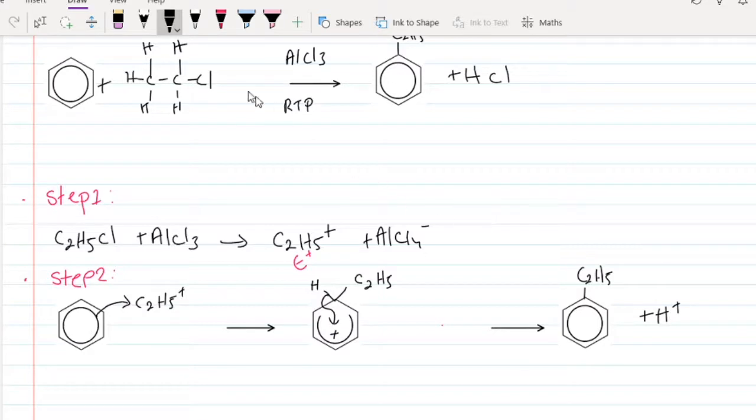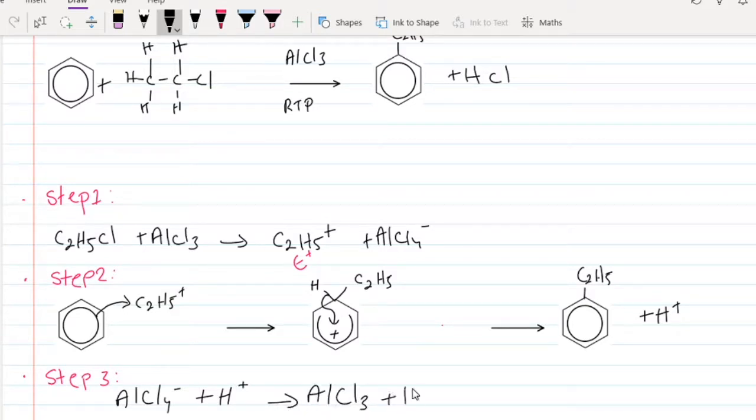So now we move on to our third and final step, which would be the catalyst regeneration. Step 3 will take our products of step 1 and step 2, so AlCl4- plus H+, and we'll form our halogen carrier AlCl3 plus HCl.